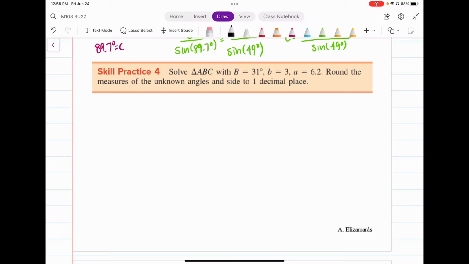Skill practice 4, we are given again an angle and two sides, which means we could have one triangle, one oblique triangle, one right triangle, either an acute or an obtuse, or no triangle. So either A is less than H, A is equal to H, A is greater than B, or A is between H and B. Those are our four scenarios.